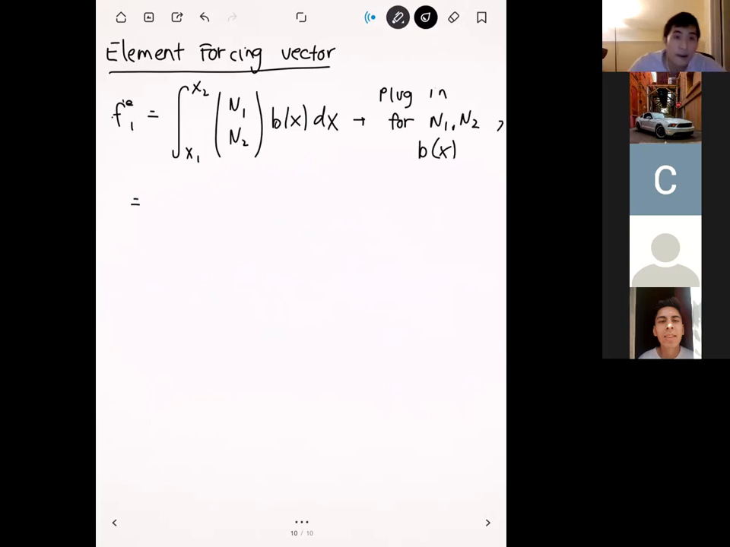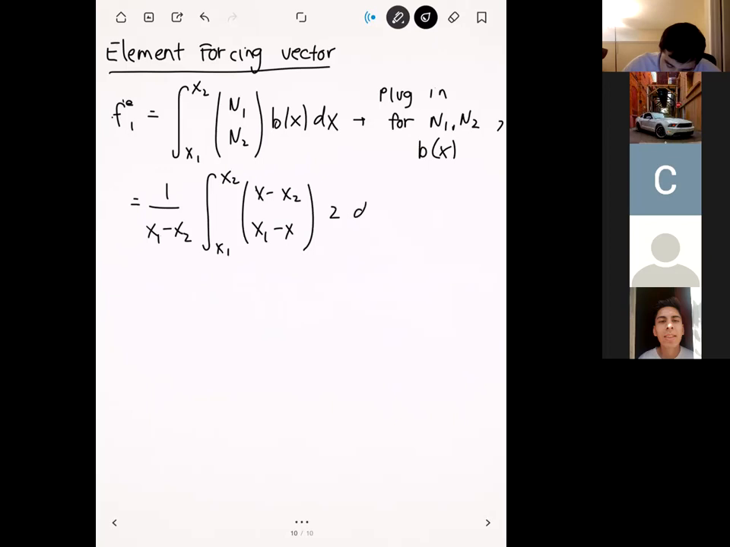When you plug in for N1 and N2, they all have a factor of 1 over x1 minus x2. Okay, and so we're going to factor that out of the integral. Then we have the integral from x1 to x2 of N1, which is x minus x2, and then N2, which is x1 minus x. Right? And then our b of x here was just 2. And then we're going to integrate by dx.